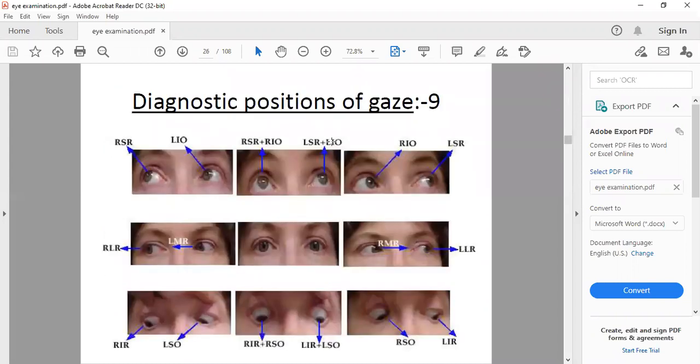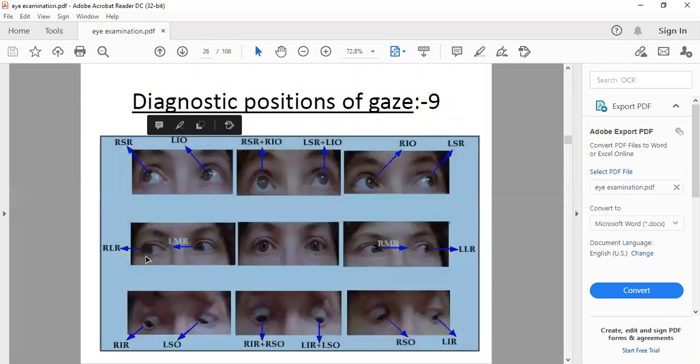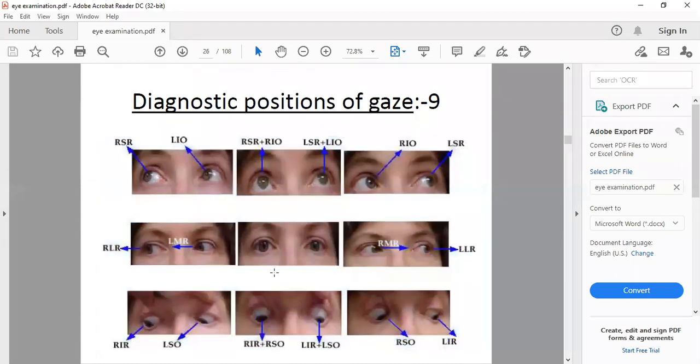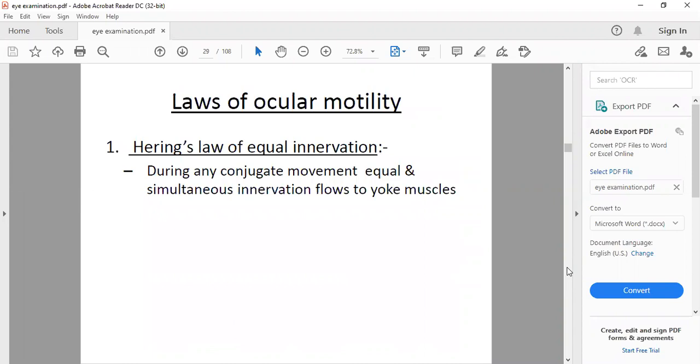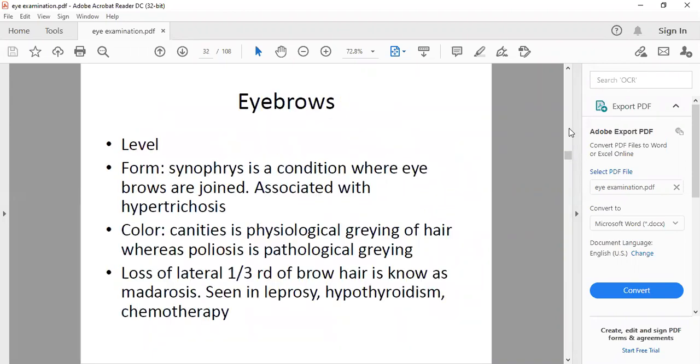In this slide, it is very clear. Say both eyes are moved towards right and up. So this is dextro elevation. Then this is levoversion, means the eyes move towards the left. This is dextroversion, means towards the right, and this is levo depression. This is dextro depression, and this is again levo depression. So this is how you can check the extraocular movements, right?